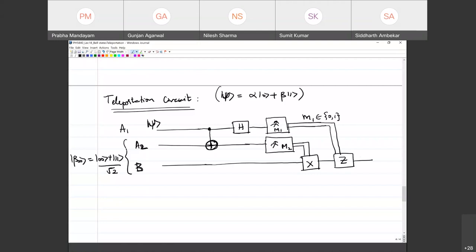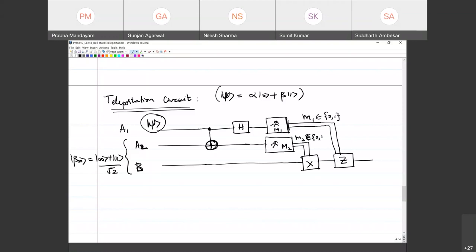Okay? Note that once these two measurements have happened, the state psi is effectively destroyed, because the measurement has collapsed both these qubits to either 0 or 1, right? So there is M1 and M2.